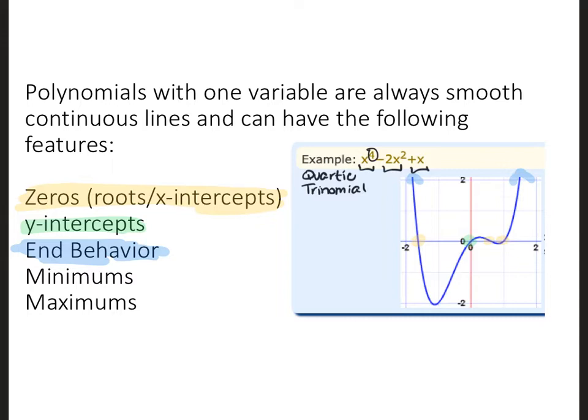And then also all polynomials have some type of minimum and some type of maximum. So this graph specifically has an absolute minimum down here, and it also has another little relative minimum right there on the graph, and then it has a relative maximum right here. So lots of features on this graph that we can talk about, and we're going to talk specifically about how we find all of these from the equations.